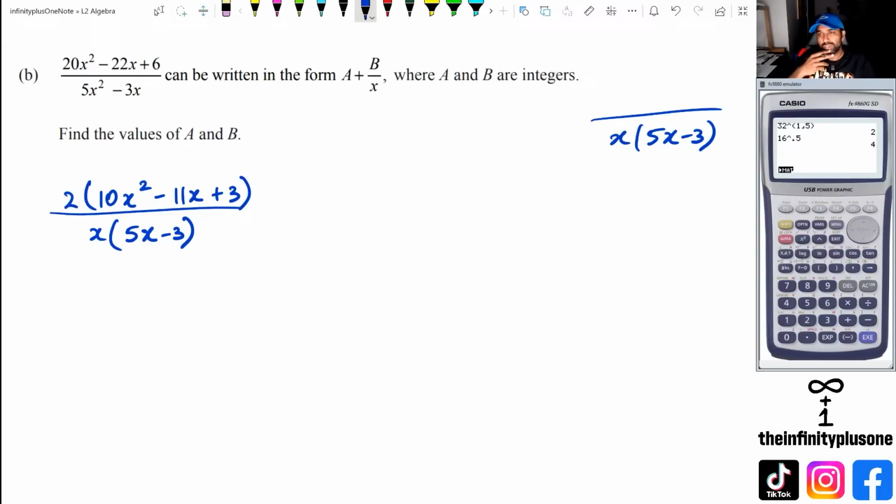So what I need to do is actually factorize the numerator, where it's 10x squared minus 11x plus 3. Now, if you've been following some of my little cheat tutorials, you can use your graphics calculator to factorize this. It's a bit of a cheat way to do it, but it still works. So what you need to do is go into equation, click on polynomial, degree 2, and then put in 10, negative 11, and 3.